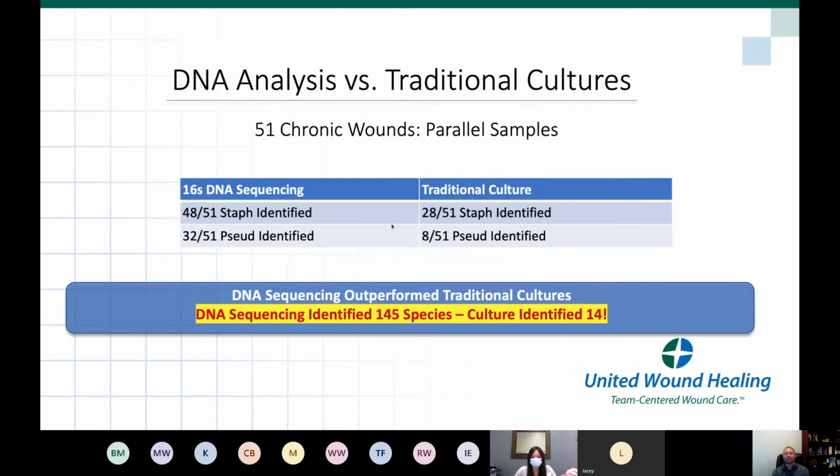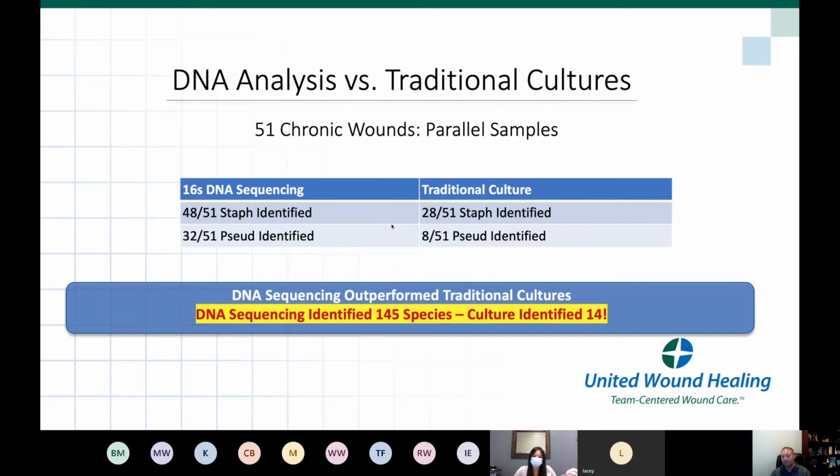So a DNA analysis versus cultures, here's just a study: you had 16 DNA samples from a wound, and then you had 16 cultures. This is exactly what I was telling you about. We do the DNA test, we found 48 of 51 of the staph types identified. In a traditional culture, most of them had died before they could actually grow in the petri dish. Pseudomonas, 32 out of 51 were identified with DNA. 8 out of 51 were identified with Pseudomonas in the culture.